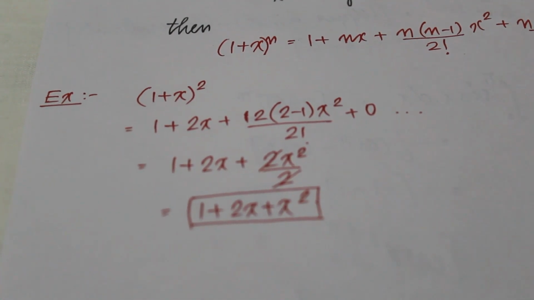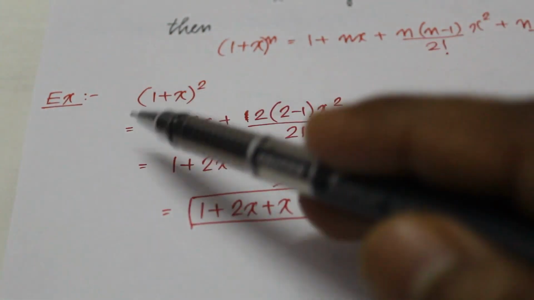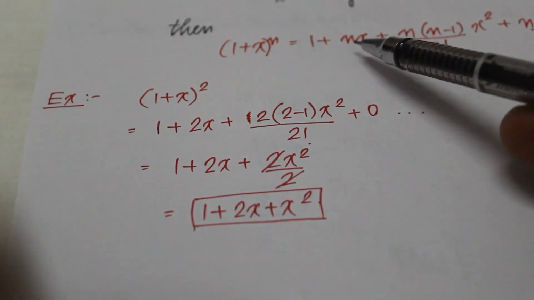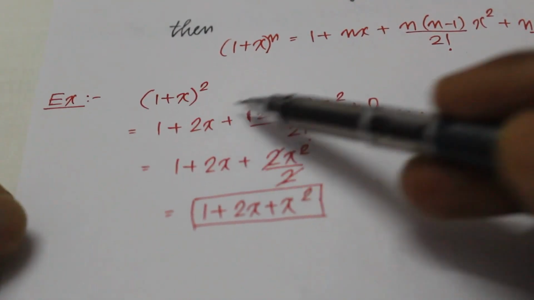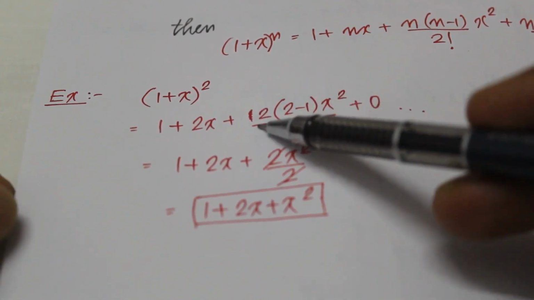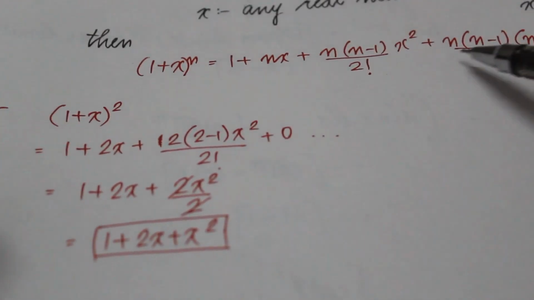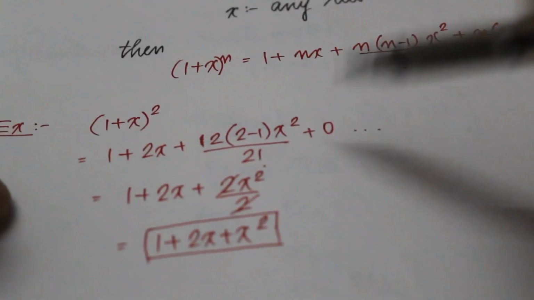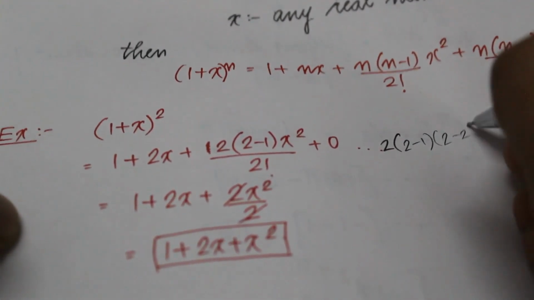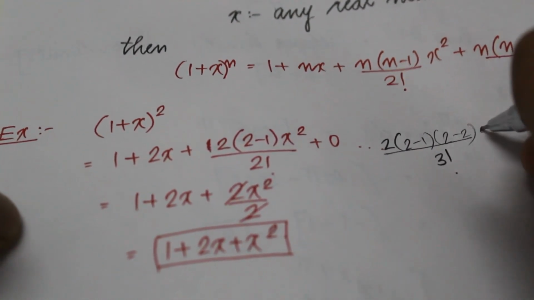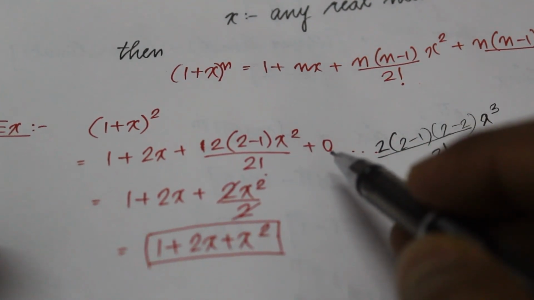Now let us derive this using the binomial theorem. So 1 here, 1 plus nx, here n is equal to 2, so I put 2. Then n into n minus 1 upon 2 factorial into x square, then n into n minus 1 into n minus 2. So if I put it over here, I'll get 2 minus 1, 2 minus 2 upon 3 factorial x cube. As you can see, 2 minus 2 is 0, so I have directly written 0 over here.